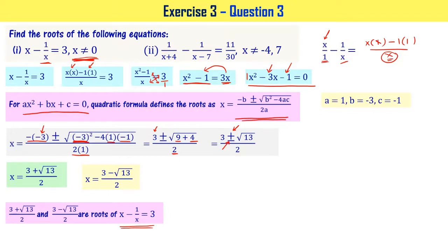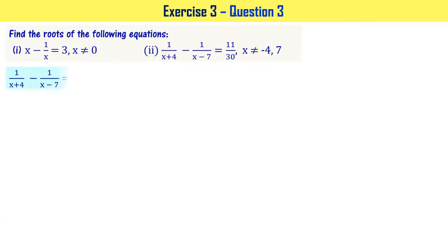Got it? Now let's look at the second part of the problem, that is 1 by (x plus 4) minus 1 by (x minus 7) equal to 11 by 30. First we have to simplify LHS, right? Let me do that. For that, the denominator is going to be simply the product of (x plus 4) and (x minus 7), right? Now let me write this one as is and divide the LCM or the denominator here with this denominator. What you will have? x minus 7, right? Because x plus 4 is getting cancelled from both the numerator and denominator.